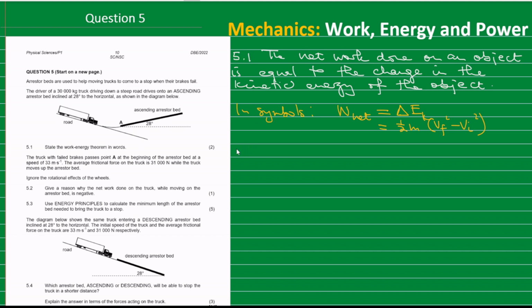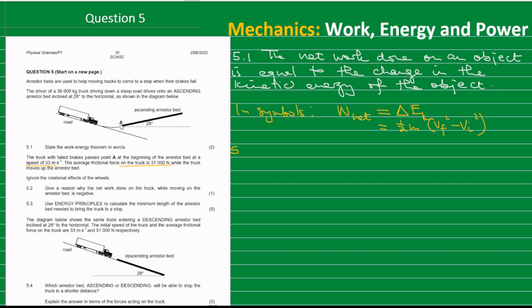The question goes on to say, which leads to 5.2, okay. It reads, the truck with failed brakes passes point A at the beginning of the arrestor bed at a speed of 33 meters per second. The average frictional force is 31,000 Newton while the truck moves up the arrestor bed.